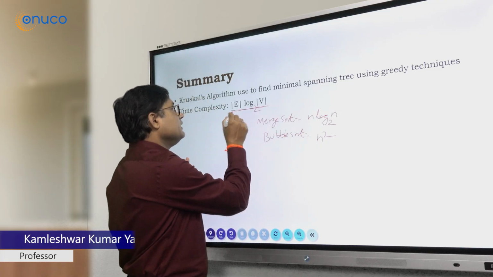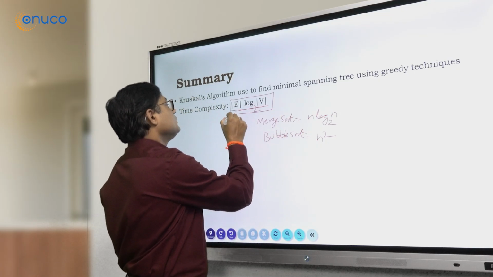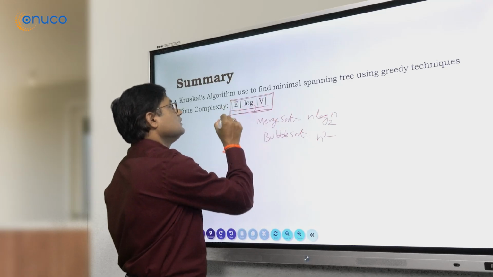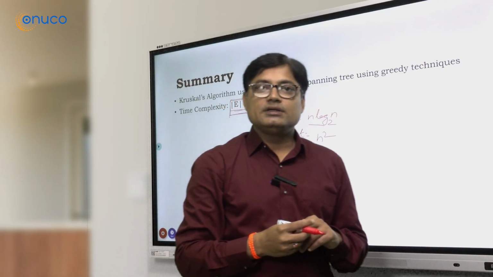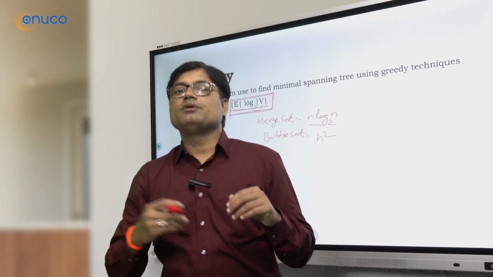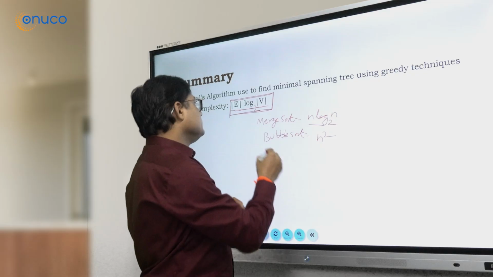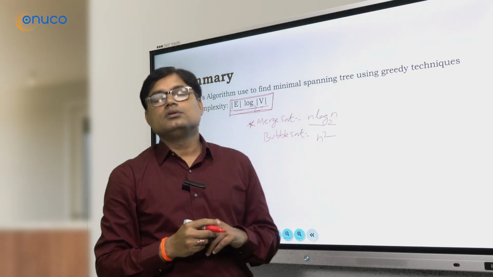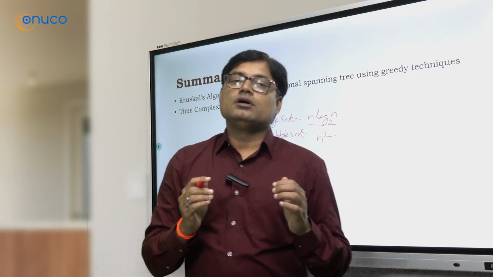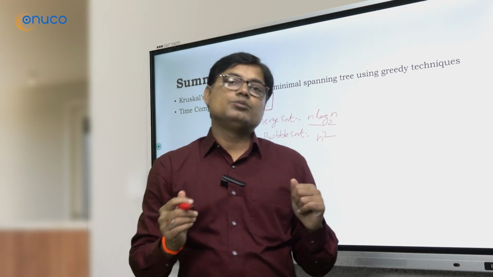So in the standard way, we call this the time complexity of Kruskal's algorithm. And wherever we require a pre-sorting technique to sort the elements and then perform the task, it is always suggested that we go for merge sort to keep our time complexity as low as possible.